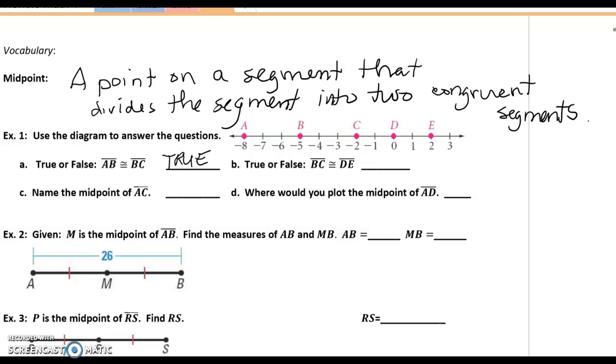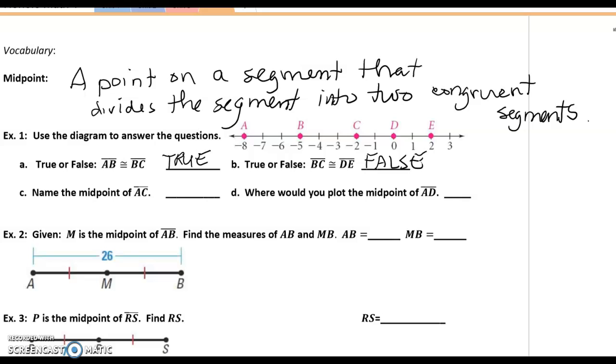Part B, true or false, segment BC is congruent to segment DE. All right, that statement is false. BC has a length of 3 units. DE has a length of only 2.